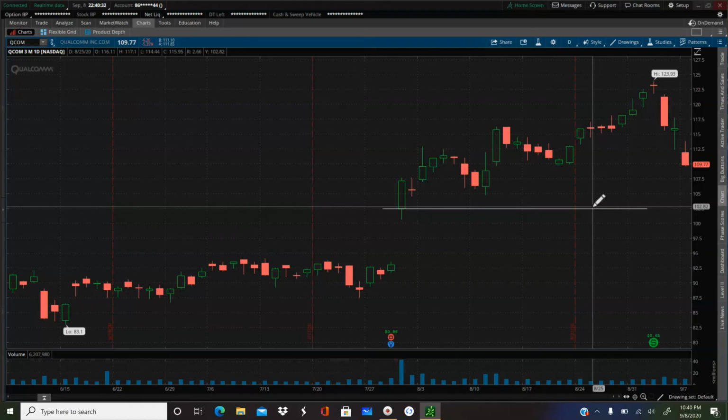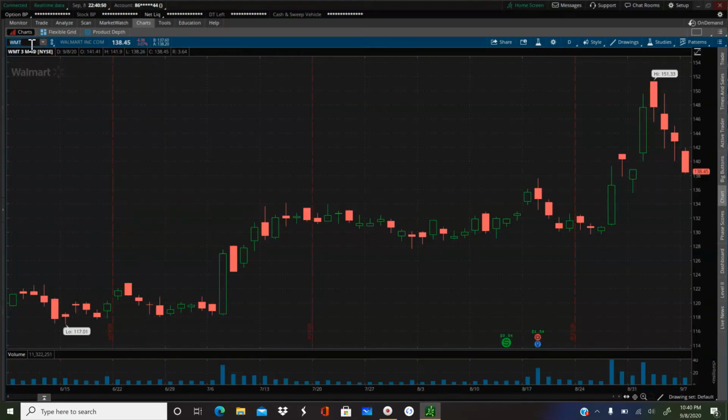It's definitely not the only way to manage a trade, but just something that I figured I'd share, and hopefully you guys find value in this information. But let's see if I can find an example of if something kind of goes against you.